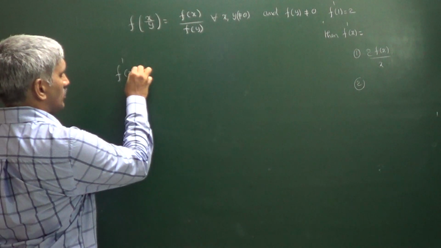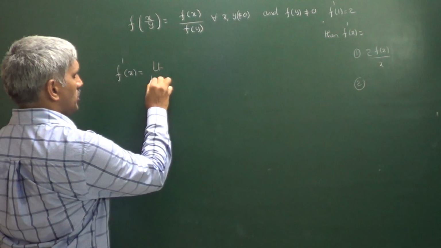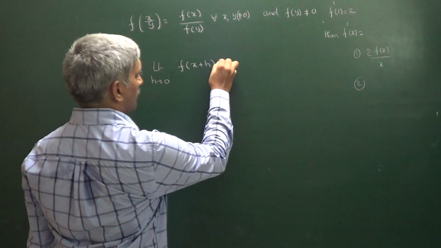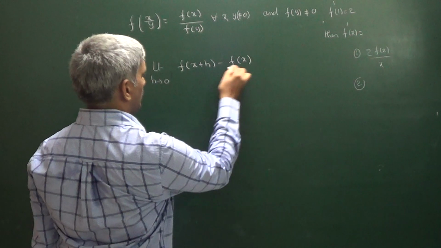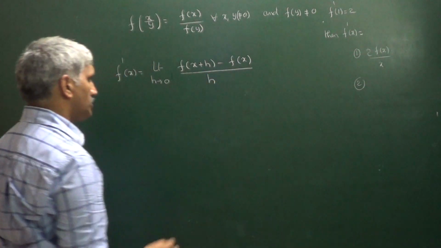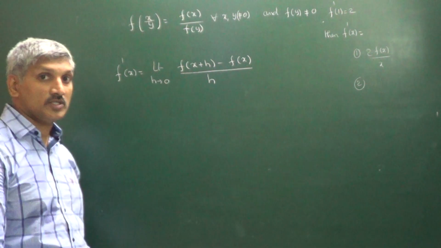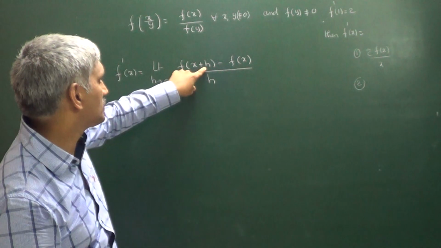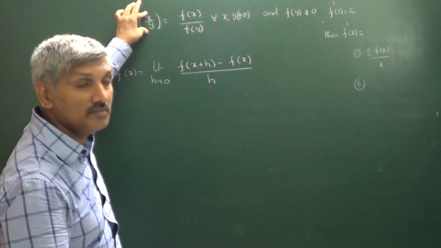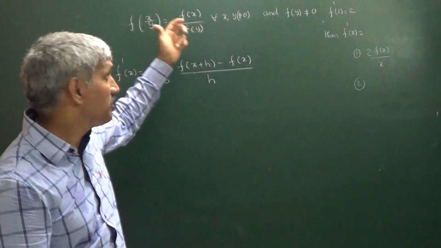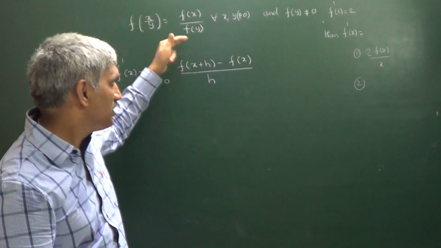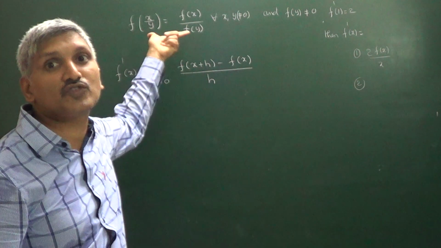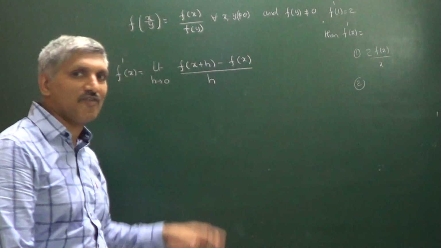According to the first principle, f dash of x is equal to limit h tends to 0, f of x plus h minus f of x divided by h. Now I am taking f of x common. Sir, why are you taking f of x common? We have to use this relation. But here x plus h is there, but here x by y is there. At least we will observe from this side, f of x by f of y is there. If we get f of x by f of y, then there is scope of applying this functional equation. That's why I am taking f of x common.